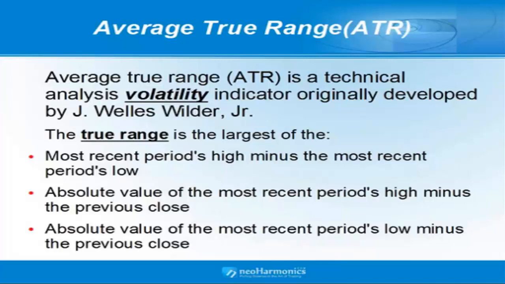The true range is the largest of the following: the most recent period's high minus the most recent period's low, the absolute value of the most recent period's high minus the previous close, or the absolute value of the most recent period's low minus the previous close. So let's take a look at what exactly that translates to.